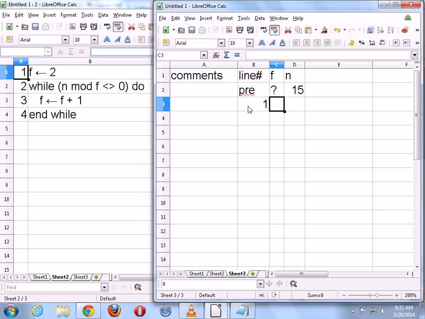On line 1, f gets initialized to 2. On line 2, we check the condition. N mod f, which is the remainder of n divided by f, in this case is 15 divided by 2. Is the remainder of that non-zero? Is it true or false?